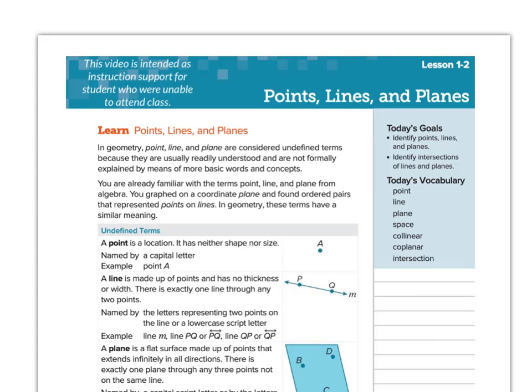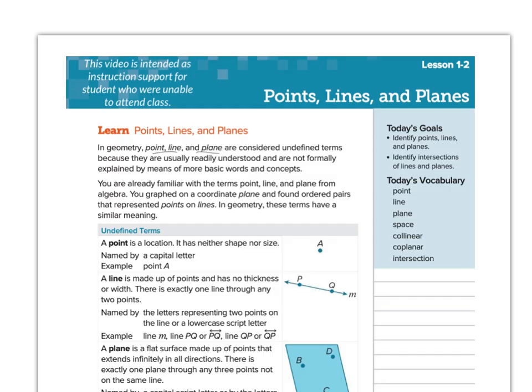Okay, so as we look at geometry, we're going to start with some of the basic concepts or basic understandings in geometry. And we start off with the point, line, and plane. Okay, these are considered undefined terms. They're relatively identifiable by most.